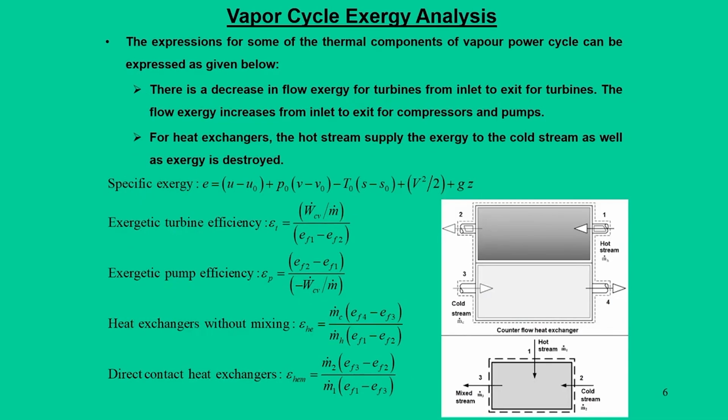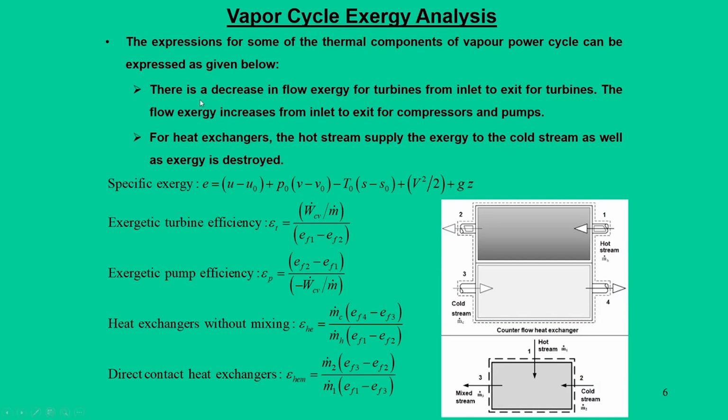Now, when we take into account vapor power systems, we are going to work on this exergetic efficiency. The components involved here are turbines, pumps, heat exchangers, and condensers. All of these are considered steady flow devices. Our main role in this discussion is to find out how to define the exergetic efficiency for different components.